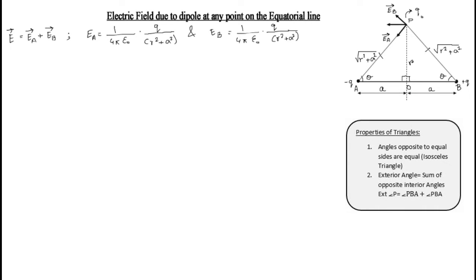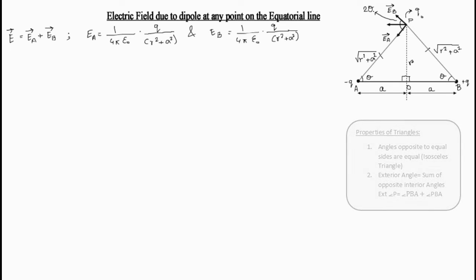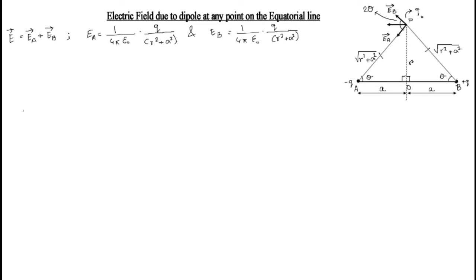From the property of triangle, we know that exterior angle is equal to sum of opposite interior angles, right. So this becomes my exterior angle, is equal to sum of opposite interior angles. So opposite interior angles is theta plus theta. So this value between these two vectors, angles between these two vectors, is nothing other than 2 theta, right. So we'll calculate the resultant electric field.